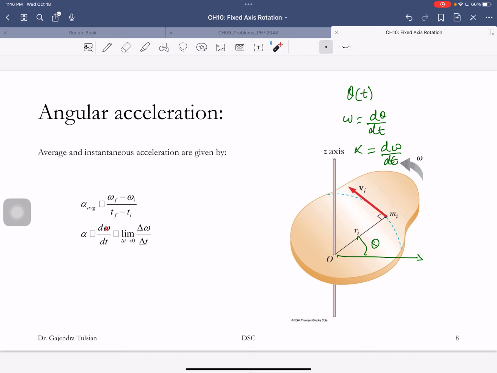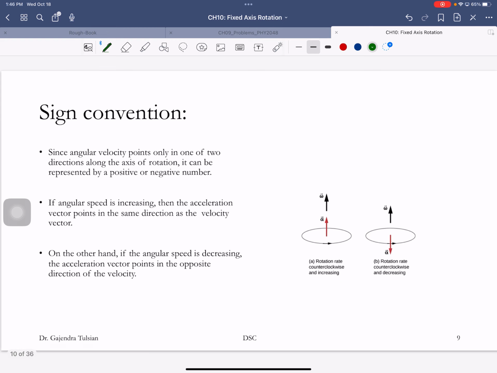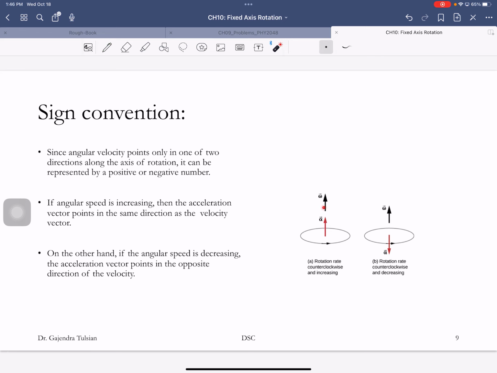All right, so alpha, the angular acceleration, is the time rate of change of angular velocity. And you saw that if it's speeding up, angular velocity and angular acceleration point in the same direction. If it's spinning in that direction and slowing down, the angular velocity points in that direction and acceleration points in the opposite direction. So the sign convention: if omega and alpha point in the same direction, the object is speeding up, and if omega points one way and alpha the other, then it's slowing down.